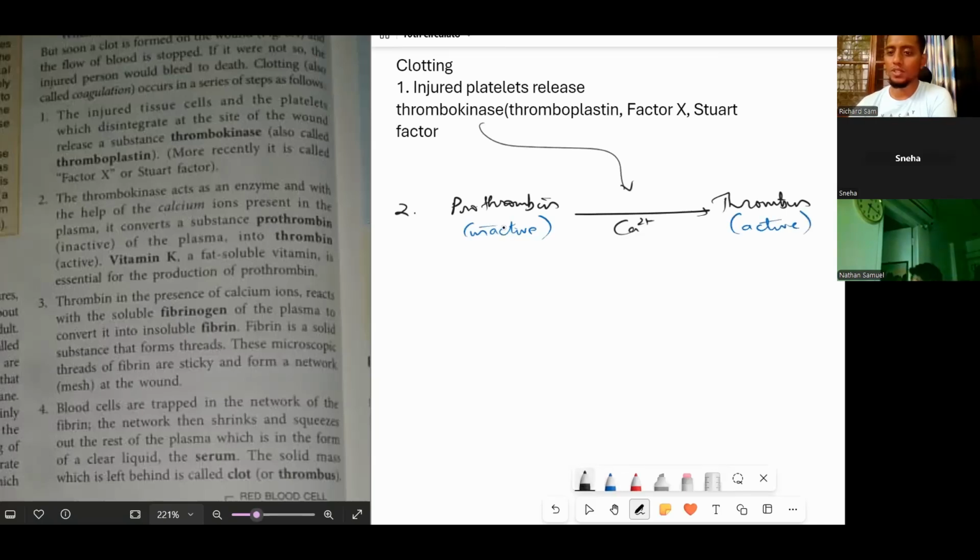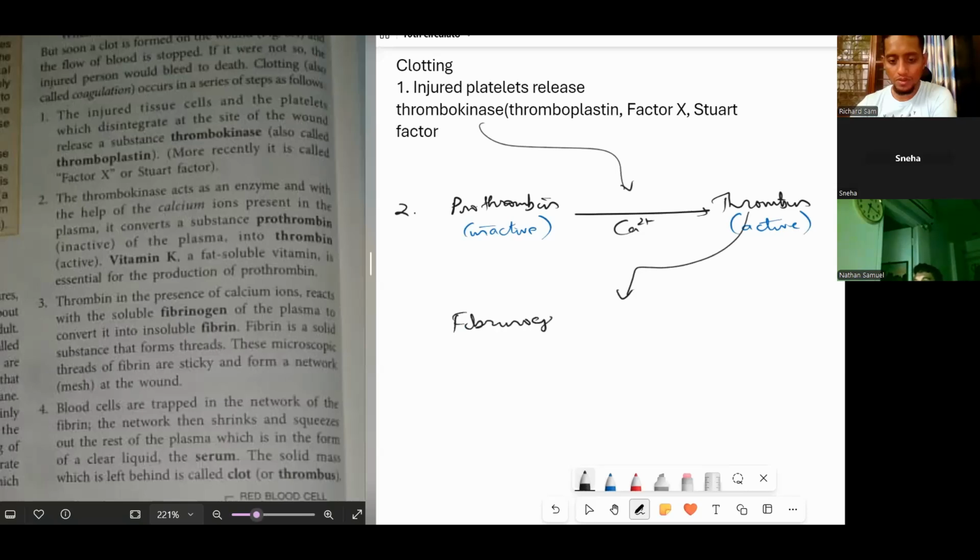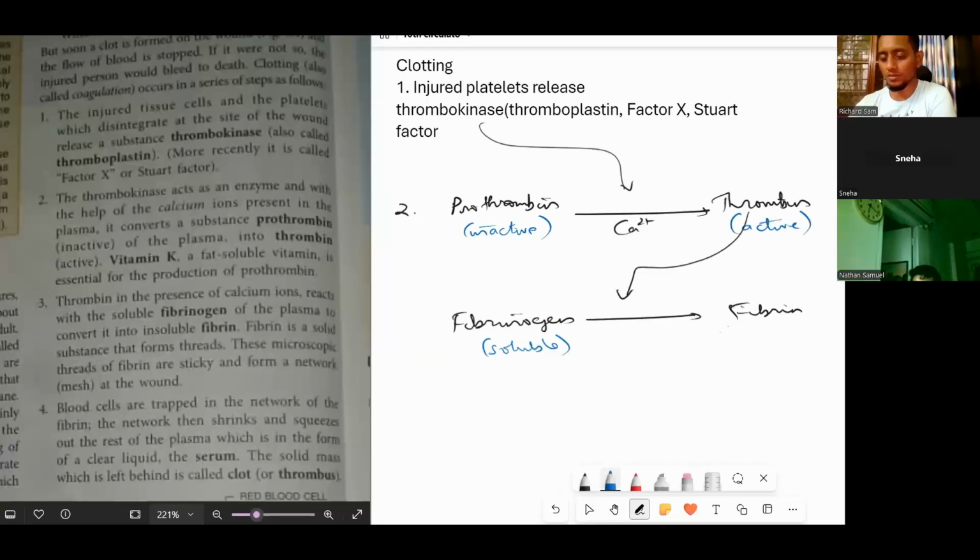And what does this active substance do? It will convert another substance, fibrinogen, into fibrin. Fibrinogen was a soluble substance, dissolved in the blood. It will become fibrin. Fibrin is like fiber. It is insoluble.